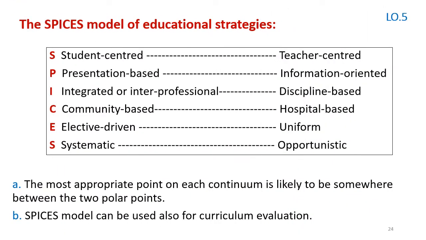The SPICES model of educational strategies is: S, student-centered, teacher-centered; P, problem-based, information-oriented; I, integrated or interprofessional, discipline-based; C, community-based, hospital-based; E, elective-driven, uniform; S, systematic, opportunistic. The most appropriate point on each continuum is likely to be somewhere between the two polar points. The SPICES model can also be used for curriculum evaluation.